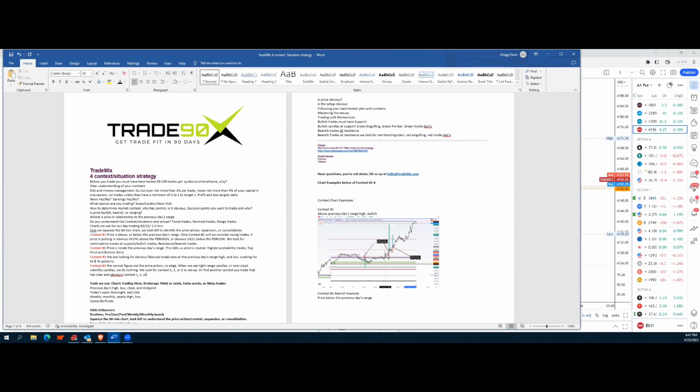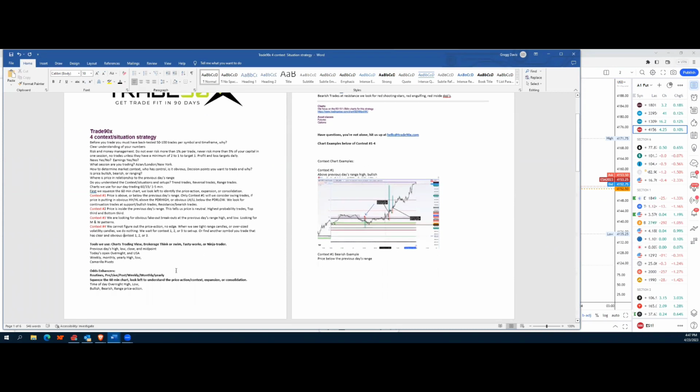Okay, and this is why we backtest and journal until this becomes second nature. I always say in every video, the most important thing for us is our backtests, our routines, our journals, and the journal and the backtesting doesn't lie. If you do it properly, it doesn't lie. So we've talked about some of the things that are key with the 4 context situation, what context 1, 2, 3, and 4 are.